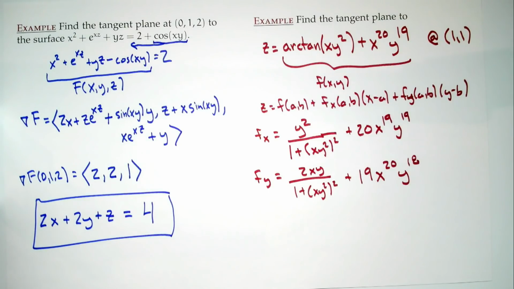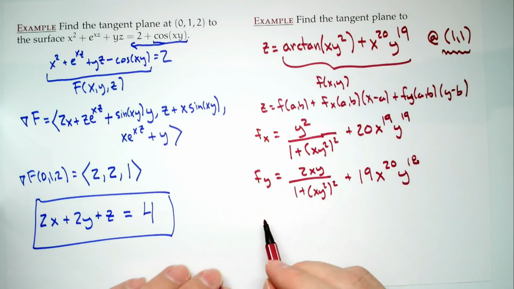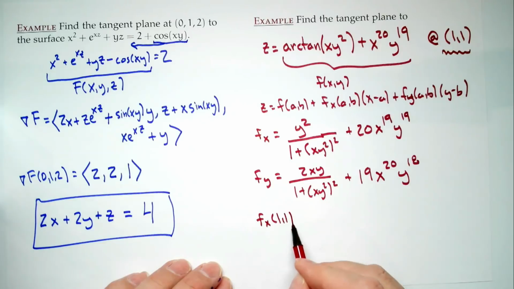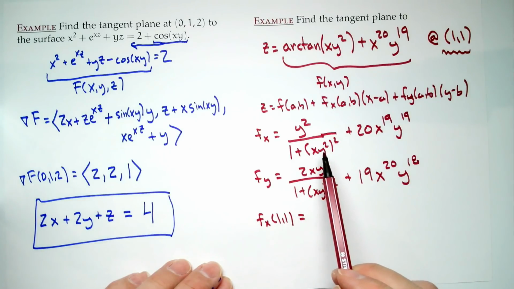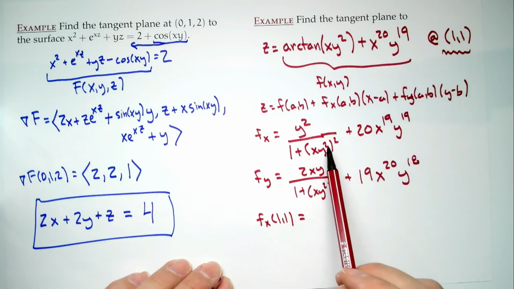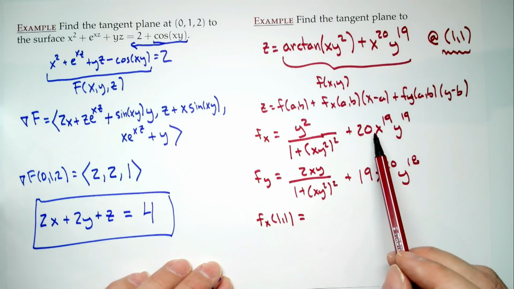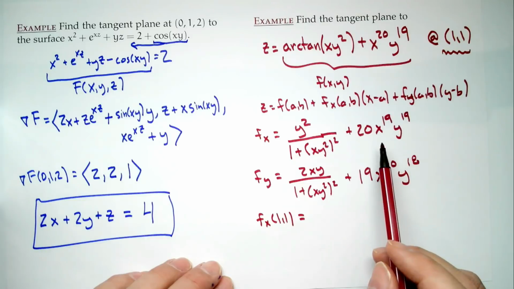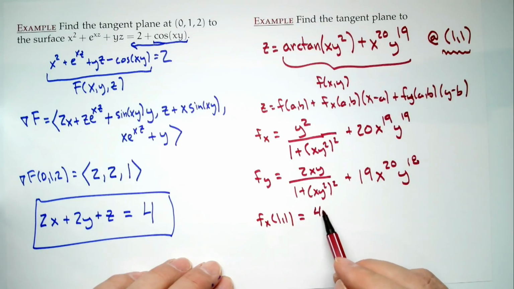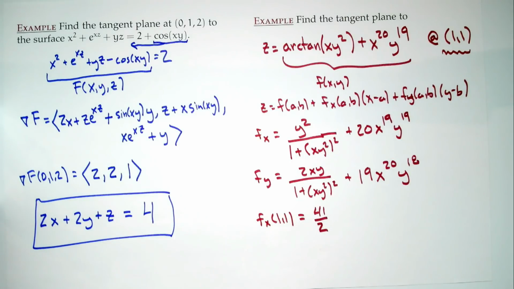All right, so we've taken our function, we took our partial derivatives. What comes next? Plug in. And plug in where? 1, 1. So f sub x at 1, 1. Well, that's 1 over 1 plus 1. See, that's the nice thing about 1. It's very easy to evaluate. 1 over 1 plus 1 is a half. Then I have 20 times 1 times 1, because 1 to any number is 1. So you get a half plus 20, which we can write as 41 halves. 20 and a half.